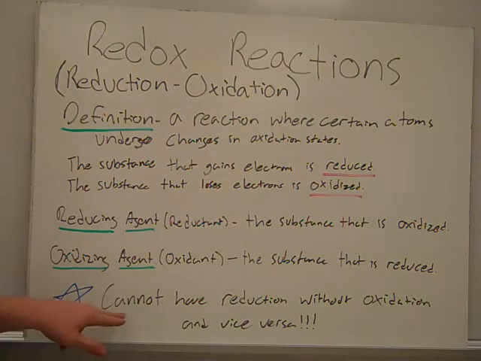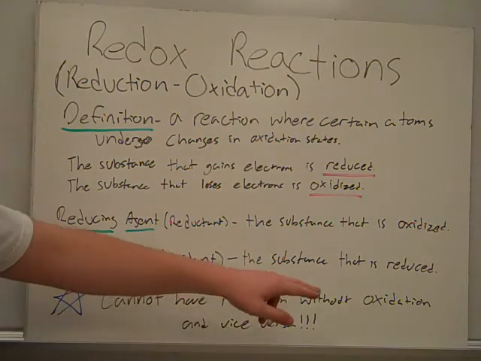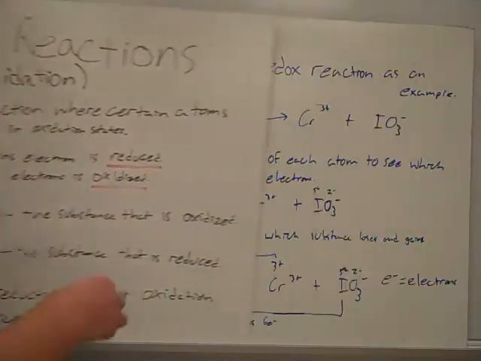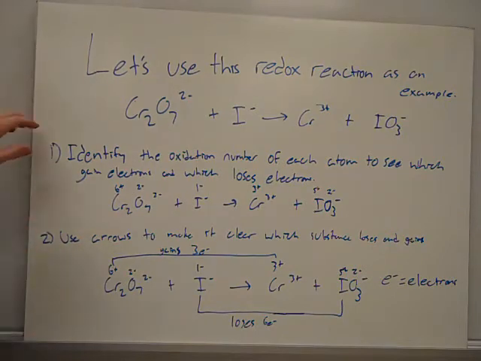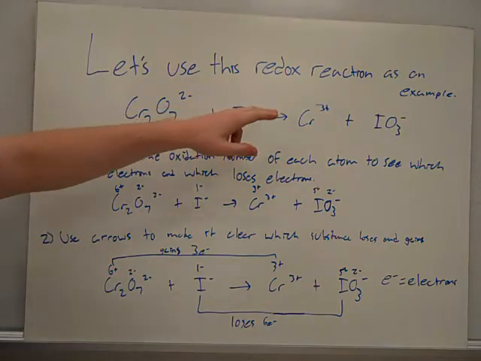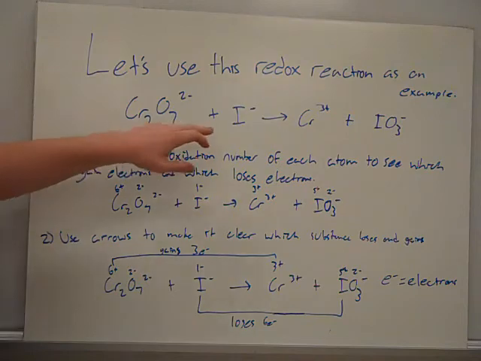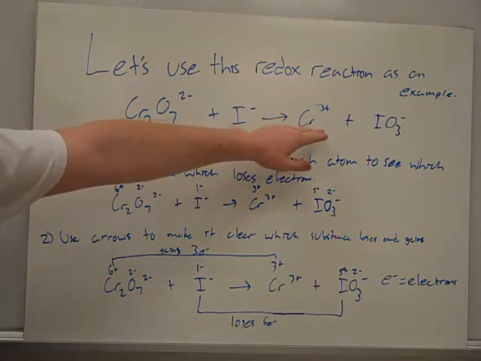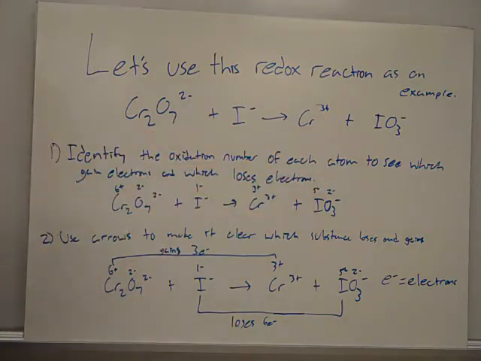Note here that you cannot have reduction without oxidation and vice versa. These two get a little confusing, and we'll go into more detail on those later in the lesson. So let's use this redox reaction as an example. We've got the dichromate ion plus the iodide ion yields the chromium 3 plus ion and the iodate ion.